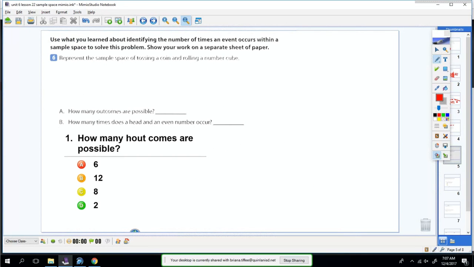All right, represent a sample space of tossing a coin and rolling a cube. We have a heads and a tails. Each will have a 1, 2, 3, 4, 5, and 6. And then the tails will have a 1, 2, 3, 4, 5, and 6. Again, it's harder to do on the computer. So how many possible outcomes? Well, you just have to count here. There's a 6 here and a 6 there, so there's 12 possible outcomes. How many times does a head and an even number appear? Well, this is the head, and there are 3 even numbers, so it occurs 3 times.